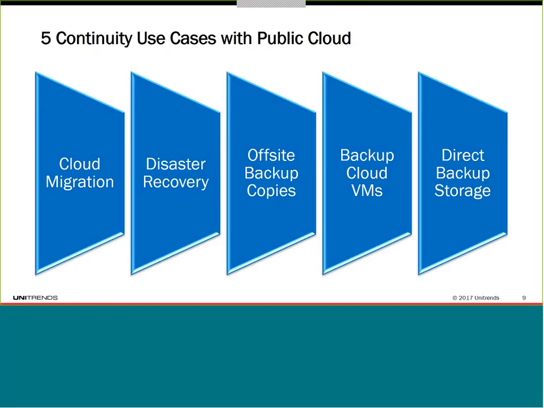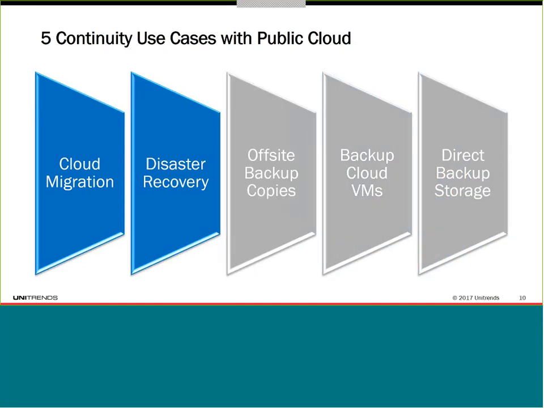Today we're going to look at 5 continuity use cases with public cloud. Well, I take that back. This is 5 continuity use cases with public cloud: cloud migration, disaster recovery, off-site backup copies, backup cloud VMs, and direct backup storage. But what we're focusing on today is the cloud migration, the disaster recovery piece, the continuity pieces.